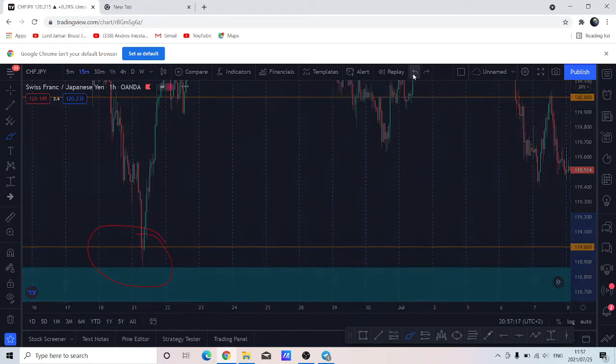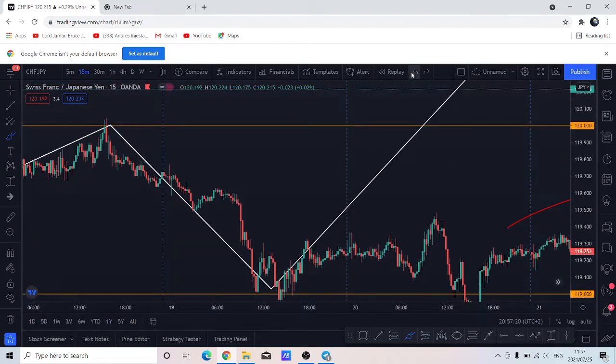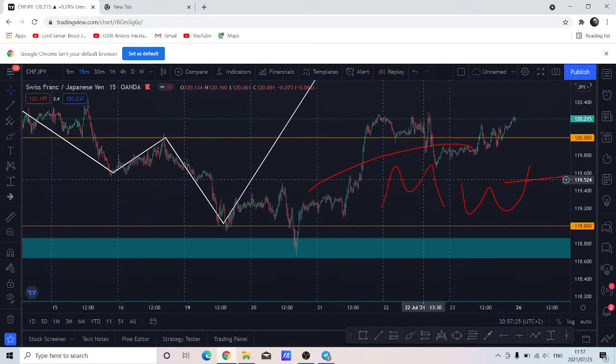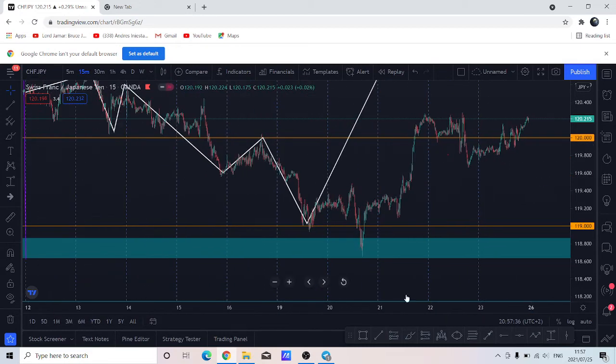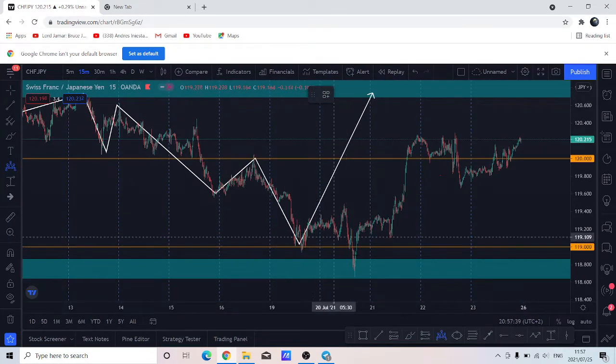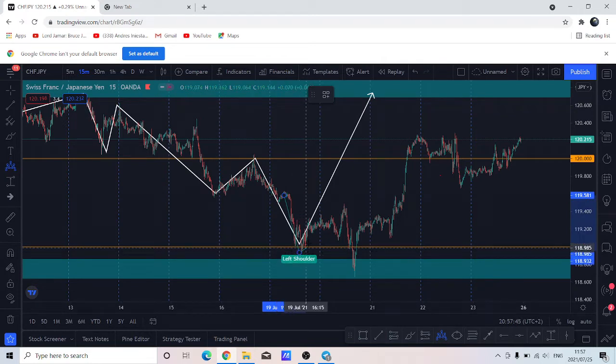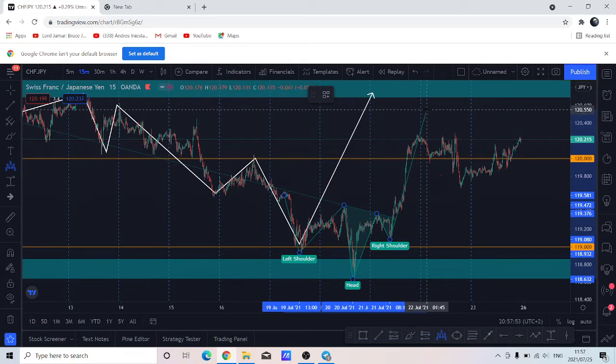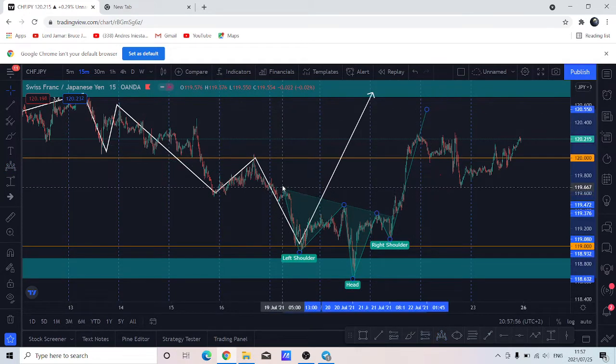Okay, let's just clean our charts. I used what we call a head and shoulders pattern, which I'm going to show you right now. This was an inverse head and shoulders pattern. So I saw the market making a first shoulder, and then a push, and then a head, and then a push, and then a right shoulder, and then I was expecting to see the market going to the upside.